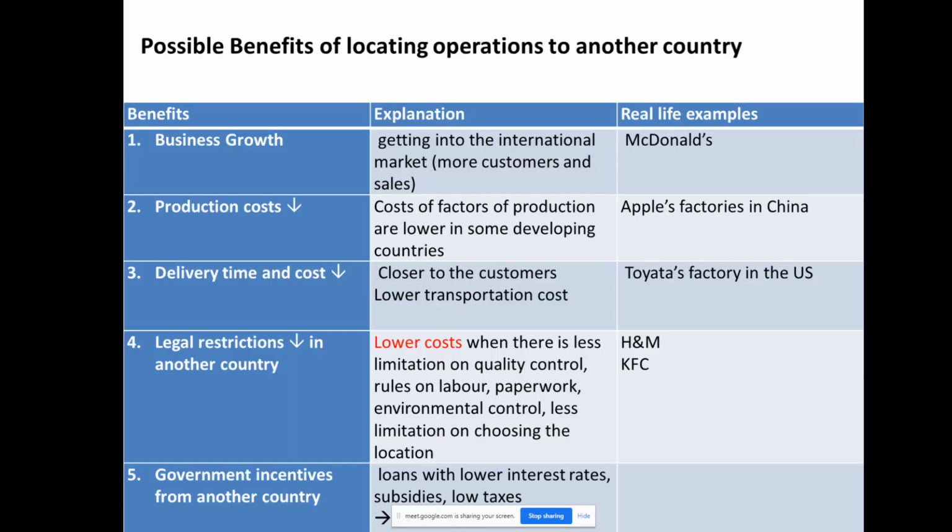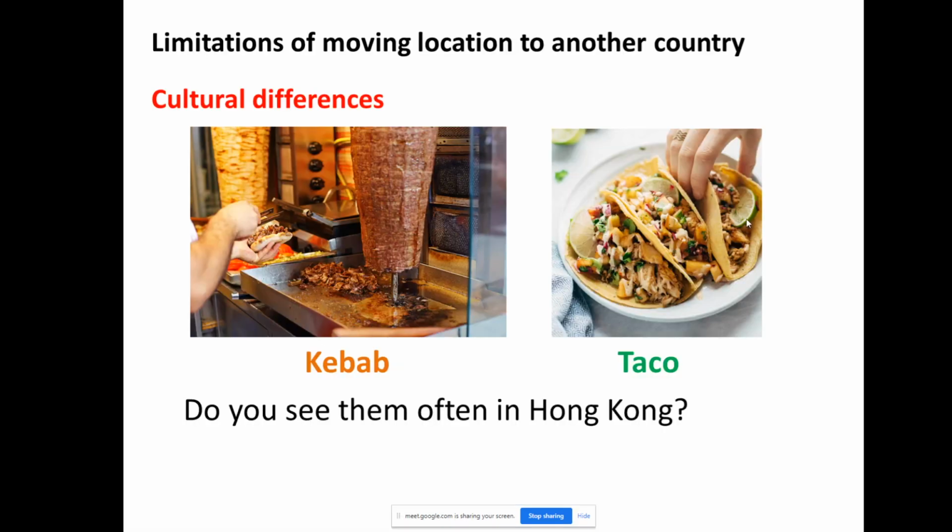And of course, there will be some limitations. There will be some limitations, and you can see here, that's one of them. Look at this. So the cultural differences could be the limitation when you are trying to move the business location to another country. So this is one very good example here.